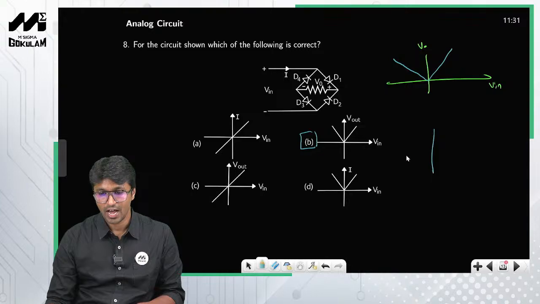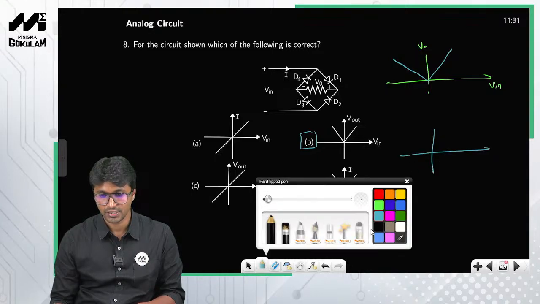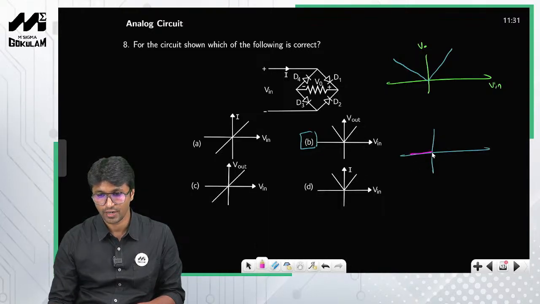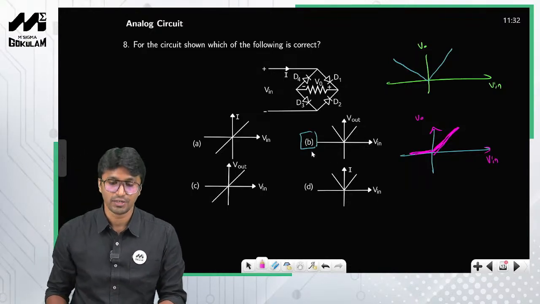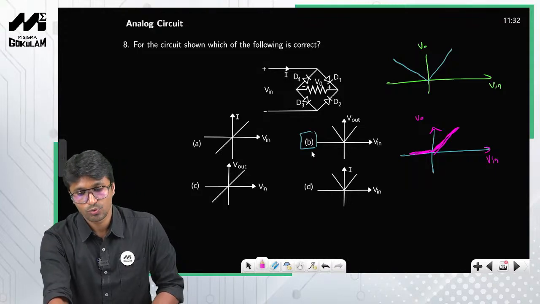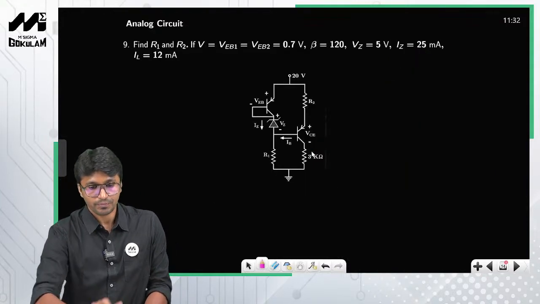If it were a half wave rectifier, then the transfer characteristics would have been like this, a linear, straight line. So the correct answer to this particular question is option B. Now let us move on to the next question.